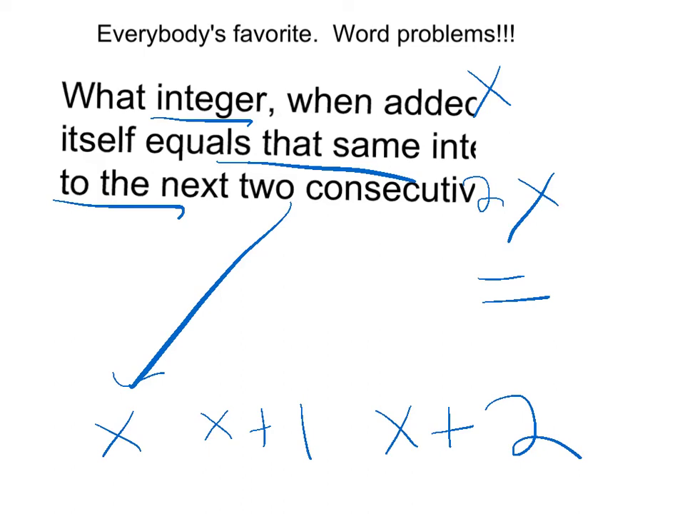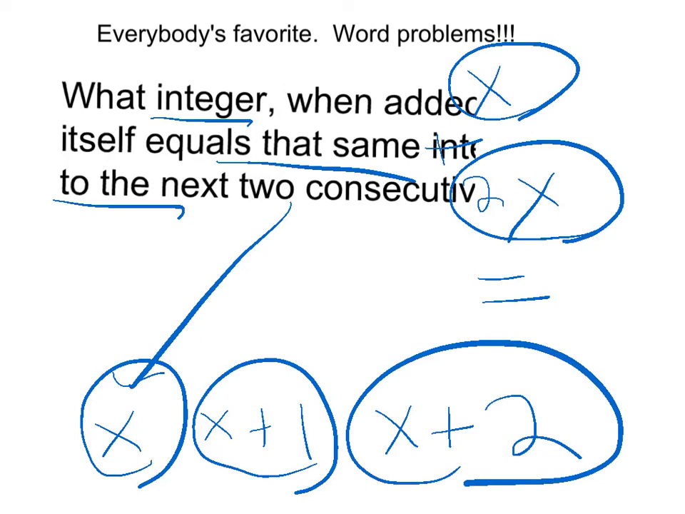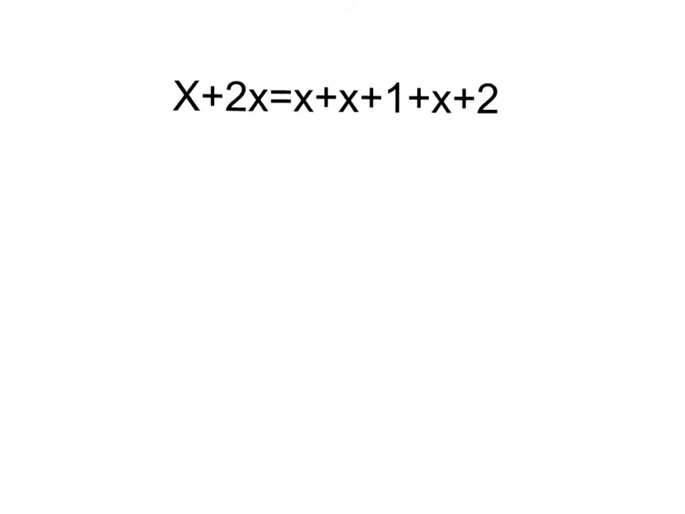Did everybody follow that? What integer, when added to double itself, equals that same integer added to the next two consecutive integers? There we go. That's the setup, and I will show you a little bit fancier in the next slide. Okay, so if we build this algebraically all in one line, it looks like x plus 2x equals x plus the next integer, which is x plus 1, plus the next integer, that's x plus 2.